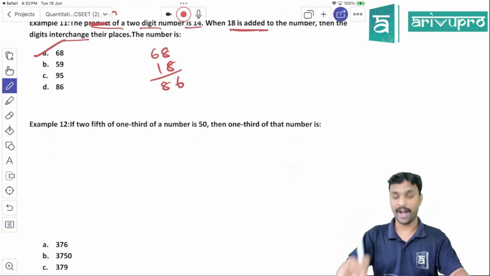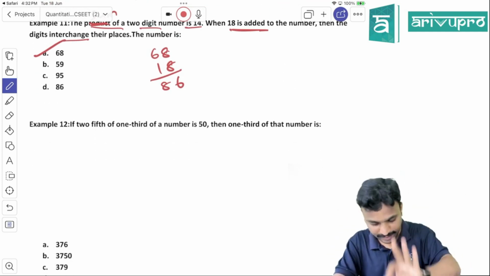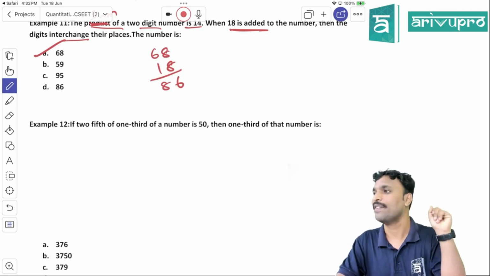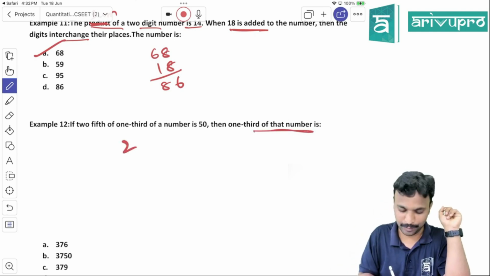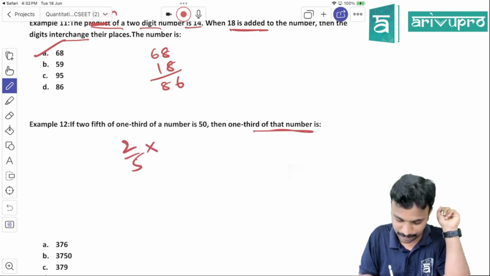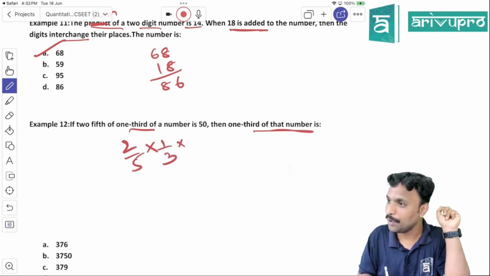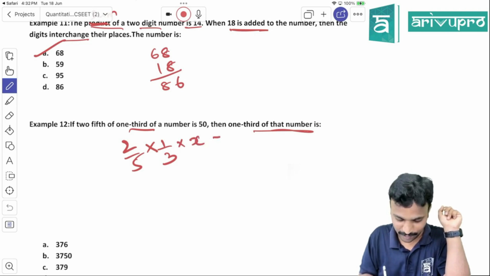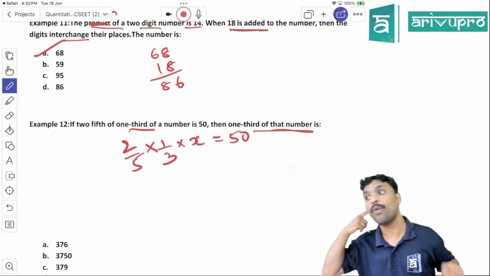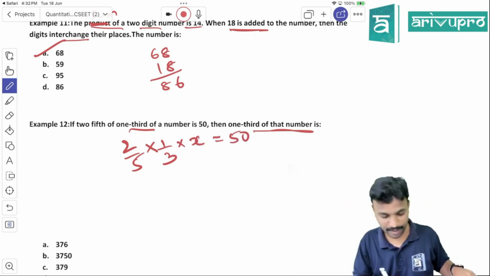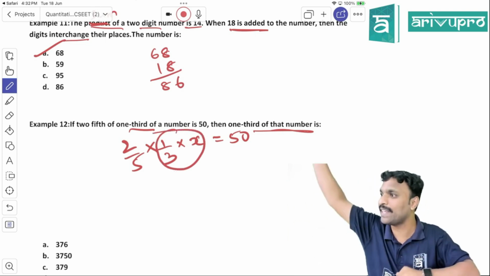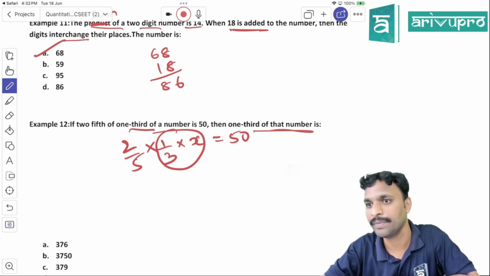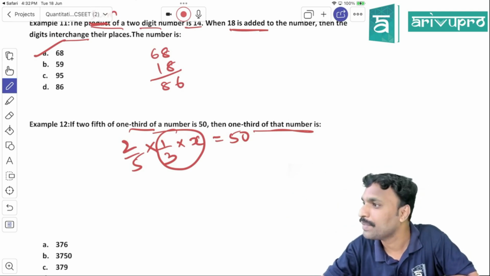Next. If 2/5 of 1/3 of a number is 50. What is it that we are asked to find? 1/3 of a number. 2/5 means 2 by 5. Of means multiplication. 1/3 of means 1 by 3. Of means into. Number means x. So this is equal to 50. Now, what are they asking us to find? 1/3 of a number. Would you disturb this 1 by 3x? No. Just take the 2 by 5 there. It becomes what? 5 by 2. 5 by 2 into 50.